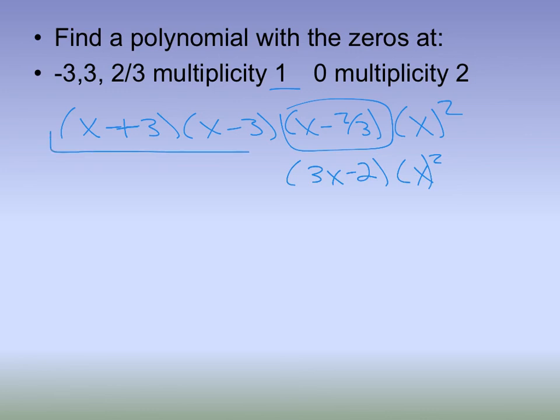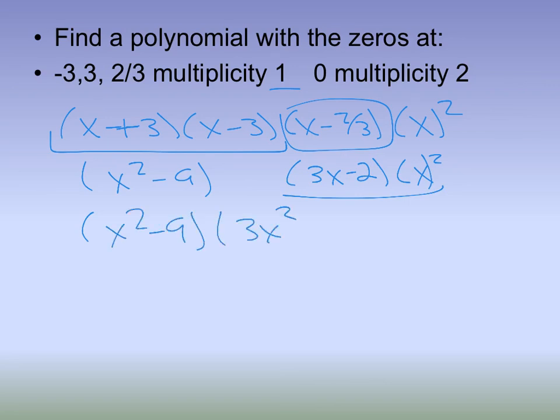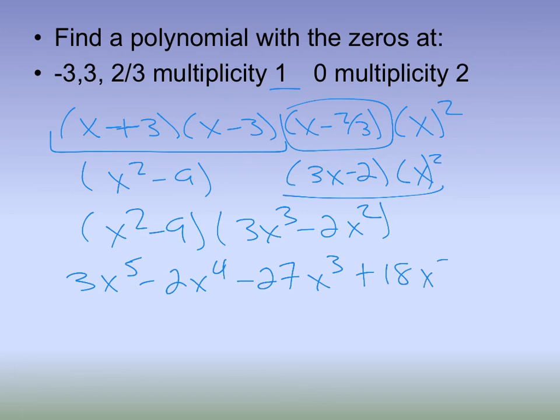And then if I multiply the x plus 3 and the x minus 3 together, just like we did with the last example, we get x squared minus 9. So I'm going to go ahead and distribute over on this side here, which means I have x squared minus 9 times 3x cubed minus 2x squared. And then if I go ahead and do some distributing here, we get 3x to the 5th minus 2x to the 4th minus 27x cubed plus 18x squared. And I have my final answer there.